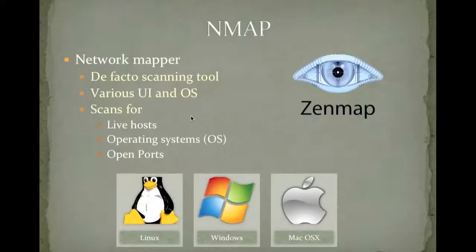So what is Nmap? Nmap is the Network Mapper, and this is the de facto scanning tool in the hacking community. It's available in various UIs and operating systems. It scans for live hosts, operating systems, and open ports. It's available for Linux, Windows, and Mac OS X. Zenmap is the GUI version for Nmap.